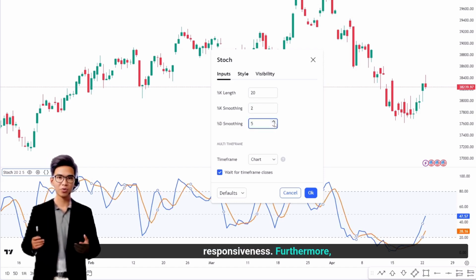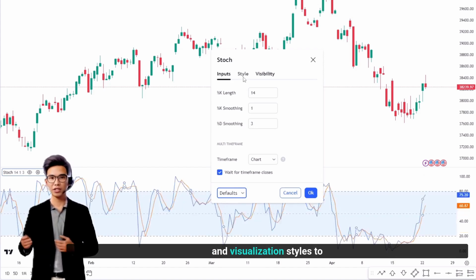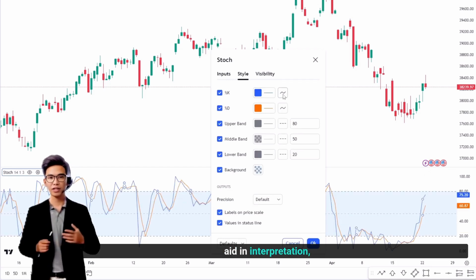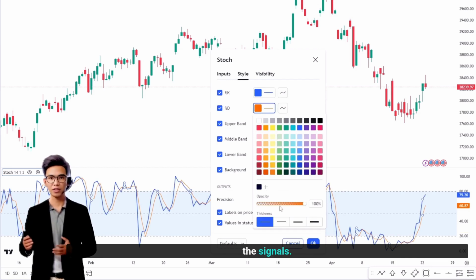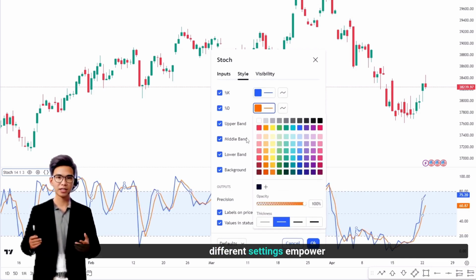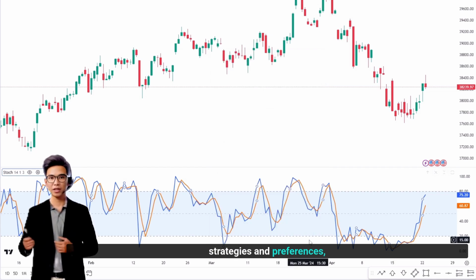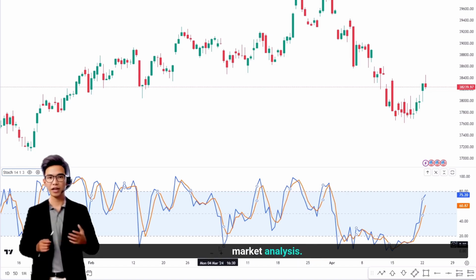responsiveness. Furthermore, under the Style tab, you will find options to adjust line colors, line thickness, and visualization styles to improve visual clarity and aid in interpretation, enabling traders to extract deeper insights from the signals. These different settings empower traders to tailor the indicator to their specific trading strategies and preferences, ensuring alignment with their analytical needs for precise market analysis.